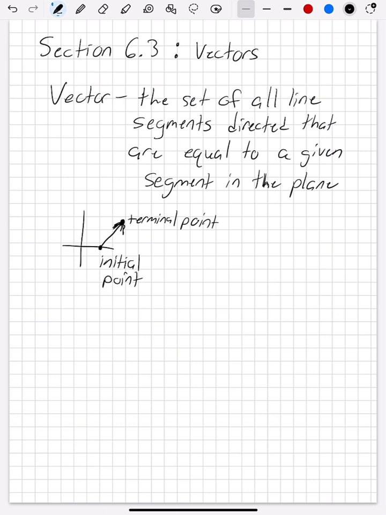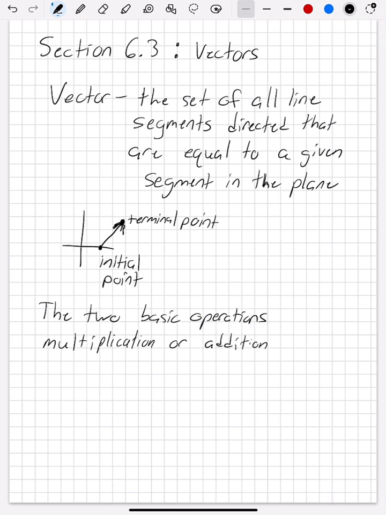And there are 2 basic operations that we can do with this: multiplication or addition. Addition is simply called vector addition, but multiplication we refer to as scalar. So we're scaling the vector up or scaling it down.